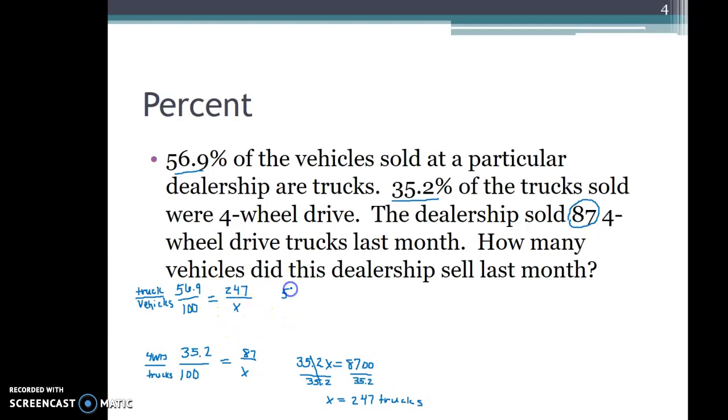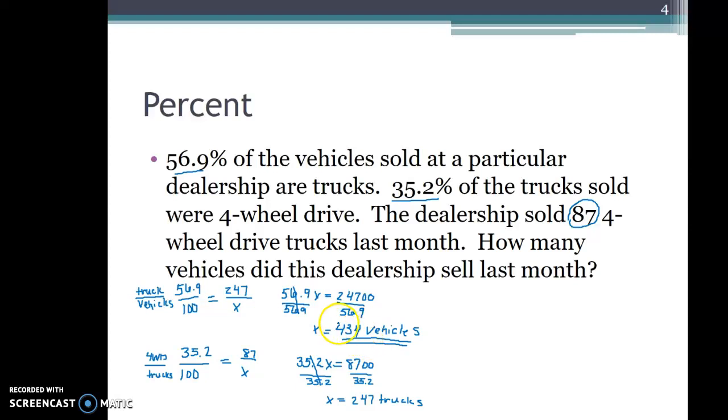So 56.9x equals 24700. Divide on both sides by 56.9. And that gives me x is equal to 434, and there is a decimal, but again, since I'm dealing with vehicles, I'm going to keep that as a whole number, and that is vehicles. So when I look back at the problem, it actually asks me how many vehicles did this dealership sell, and so this 434 is my actual answer to the problem.